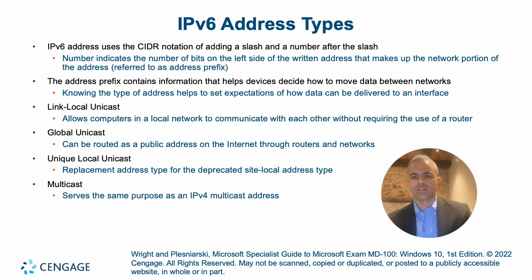Link local unicast allows computers to connect to each other without using a router. So I am connected to you. There's no in between. A global unicast can be routed as a public address on the internet through networks and routers. So that's like your typical small office and home office configuration. Unique local unicast replaces the address type for what used to be a site local address type. So that means that I am communicating out from one computer to many computers. And then multicast is like an IPv4 multicast address that's used to broadcast messages throughout the entire network.